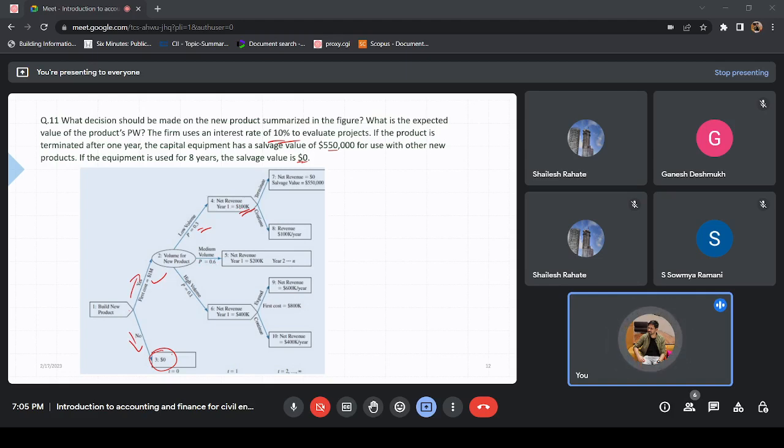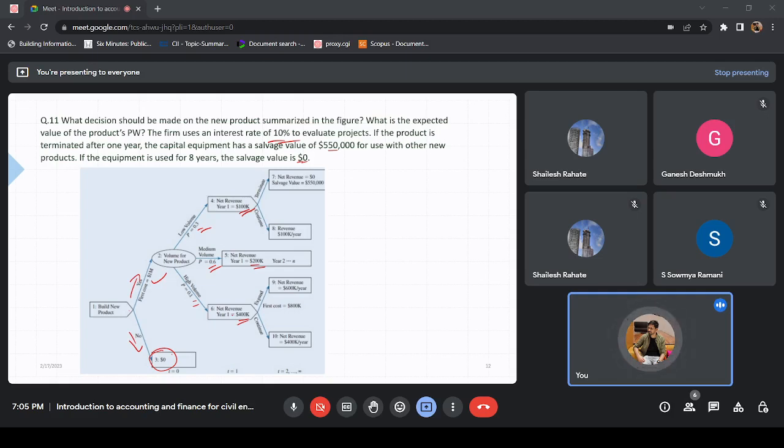You have another choice, right? So let's see what happens at the end of first year. If you have got medium volume, there is a 60% chance of medium volume. That means your net revenue is 200,000, and there is a 10% chance that it would be high volume, giving you a net revenue of 400,000 at the end of first year.